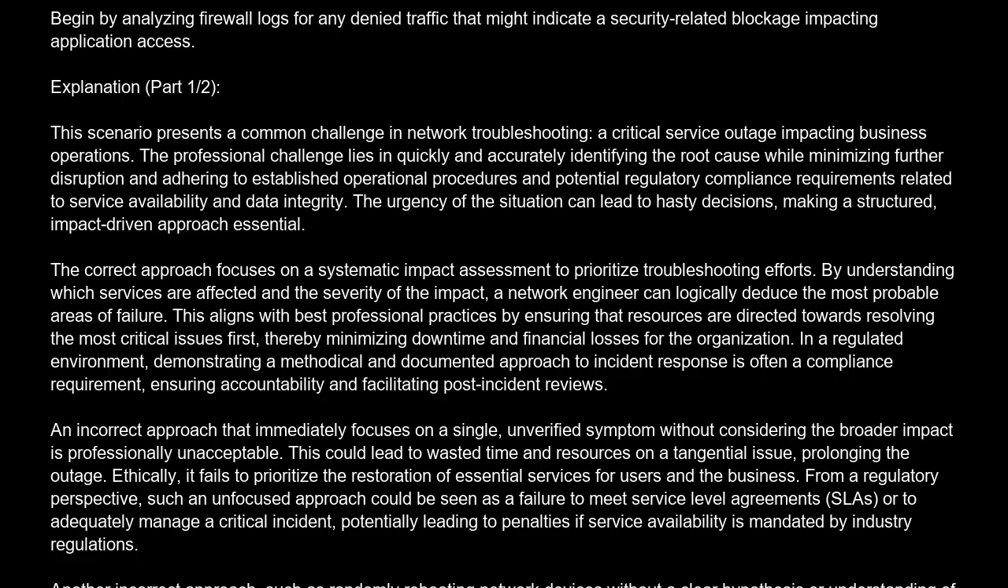and facilitating post-incident reviews. An incorrect approach that immediately focuses on a single, unverified symptom without considering the broader impact is professionally unacceptable. This could lead to wasted time and resources on a tangential issue, prolonging the outage. Ethically, it fails to prioritize the restoration of essential services for users and the business. From a regulatory perspective, such an unfocused approach could be seen as a failure to meet service-level agreements, SLAs, or to adequately manage a critical incident, potentially leading to penalties if service availability is mandated by industry regulations.